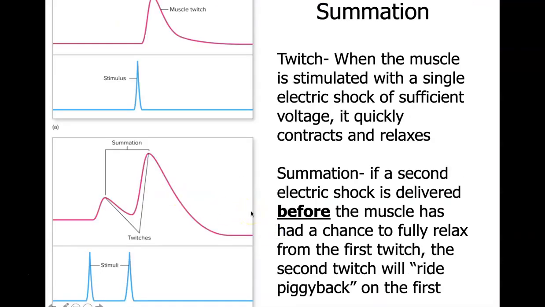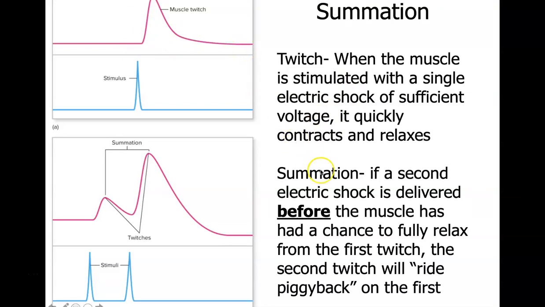Okay. So let's think about this stimuli from the brain to muscles and how this might work. We talked about summation in the nervous system, where you can have temporal summation on a neuron from presynaptic cells. But now this summation is in terms of muscles. First we have to remind ourselves what a twitch is. A muscle twitch is when the muscle is stimulated with a single electric shock of sufficient voltage. It quickly contracts and releases.